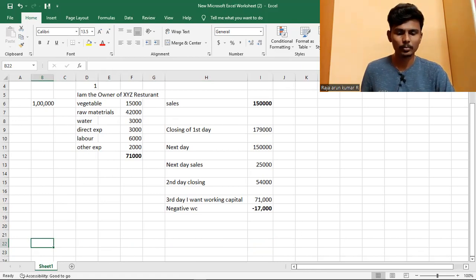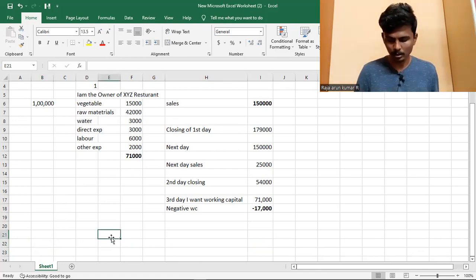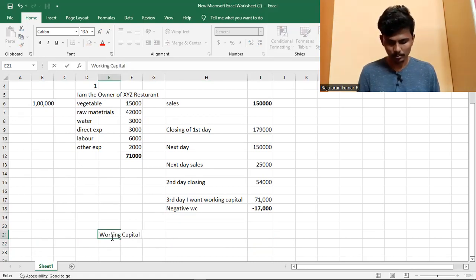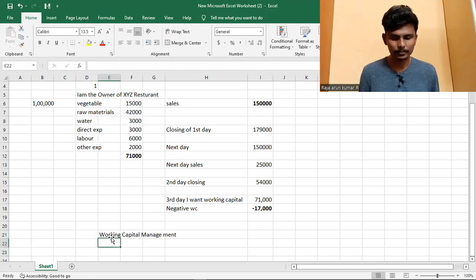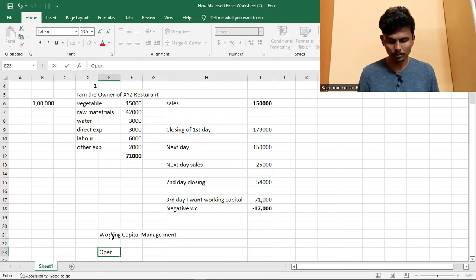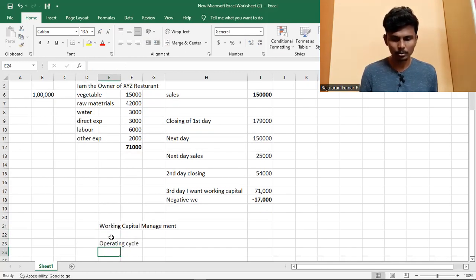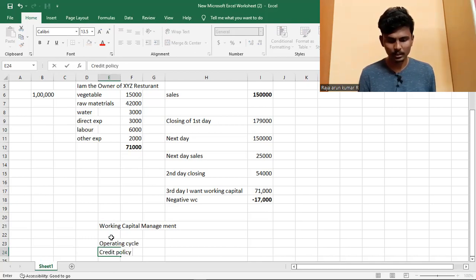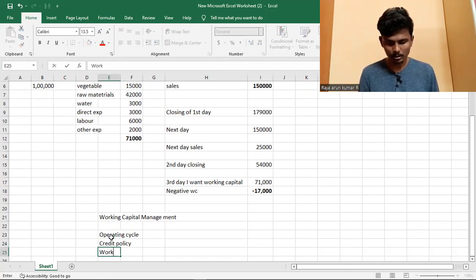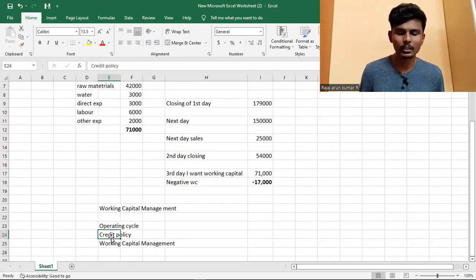Before the theory part, in working capital management, what are the concepts? There are three concepts. One, operating cycle. Two, credit policy. Three, working capital management.